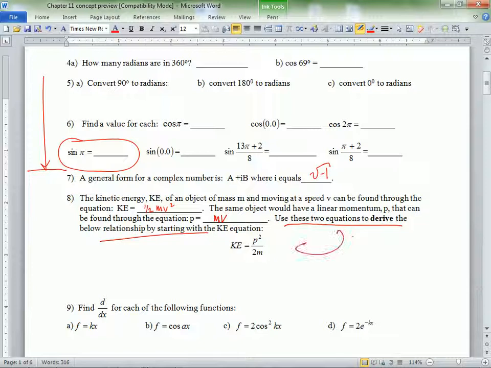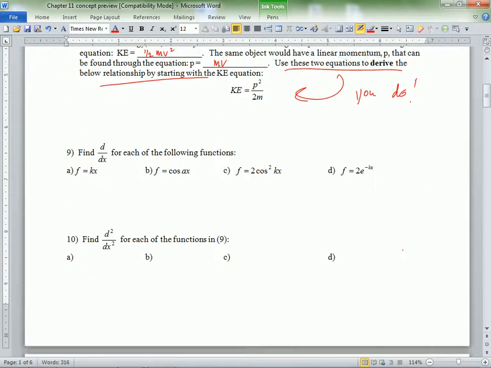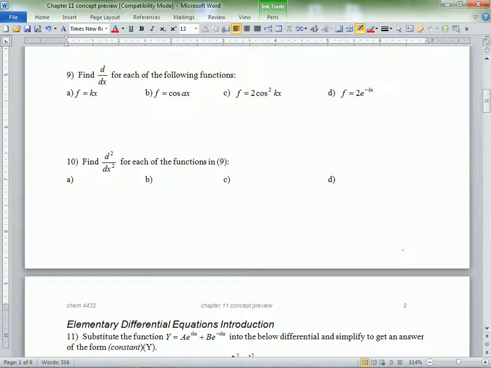That's something we're going to put as a you do. That's something you can work on. Pretty much all you do is start with the kinetic energy, 1/2 mv squared, and then substitute in your p, and it'll work out. Let's work on where we really need our help here. This is where we really need to remember stuff.